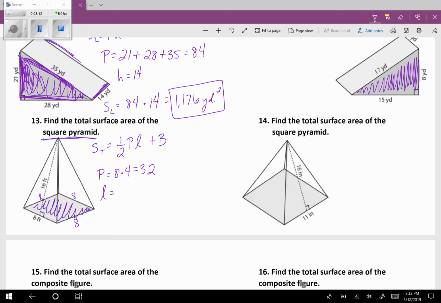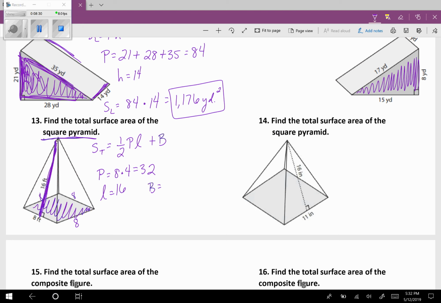L is your slant height. So it's how tall are the triangles. Right here, this triangle, that's the height of it. It's 16. So L is 16. Now, big B. It's the area of the base.